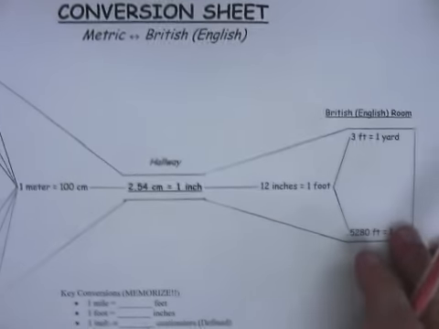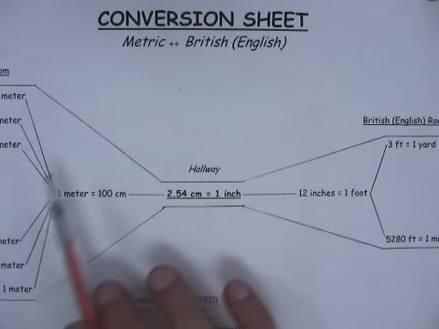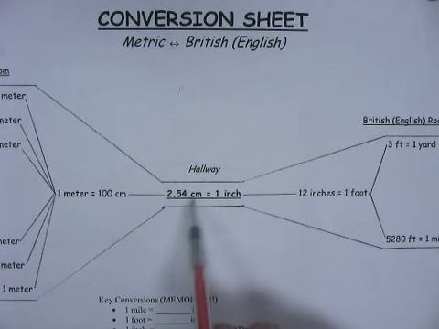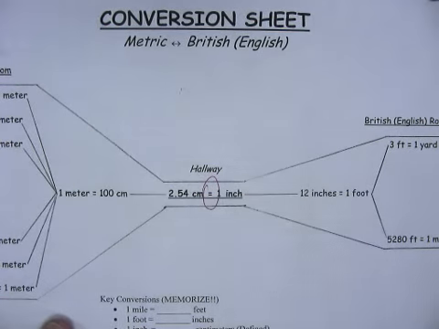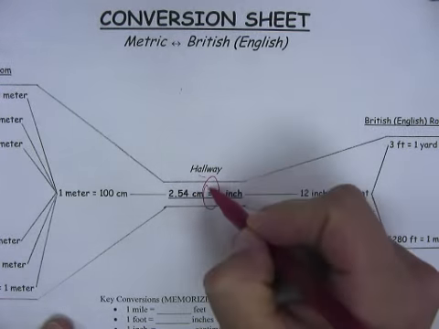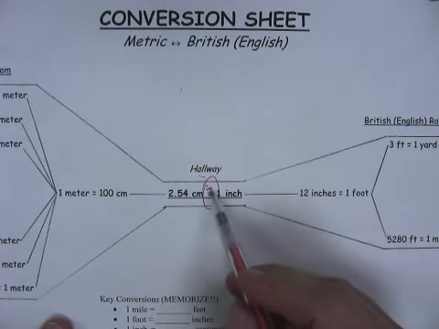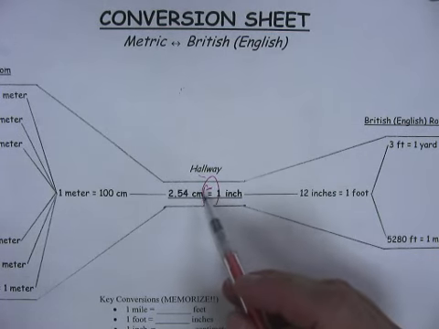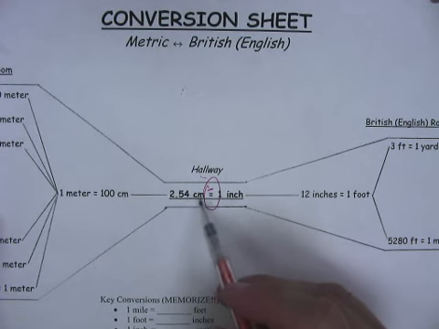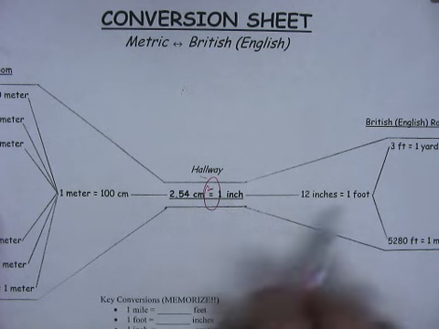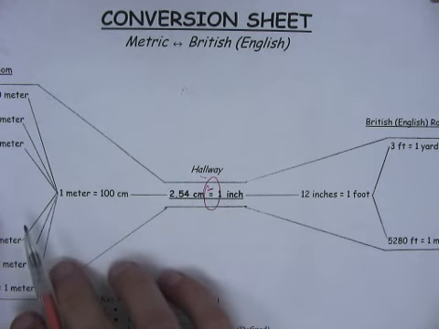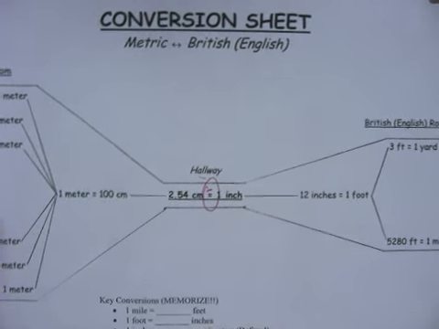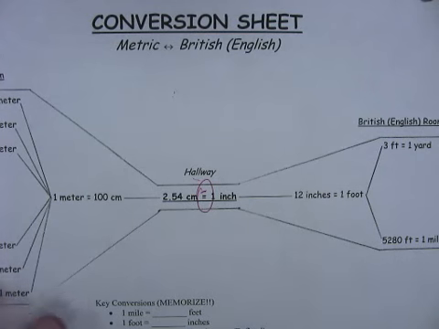And notice the only way that I can get from the metric room, which is over here, to the British room is by going through the hallway between them. And the hallway, and there's another typo I need to be aware of, should have a 3 there, or 3 lines, so it should be defined as, not necessarily an equal to, although the equal to is okay. So the hallway is defined as 2.54 centimeters is equal to 1 inch. And so the only way we can get from the British room to the metric room, or vice versa, is to go through the hallway. And the hallway is that key conversion. We're going to come back and look at that in just a bit.